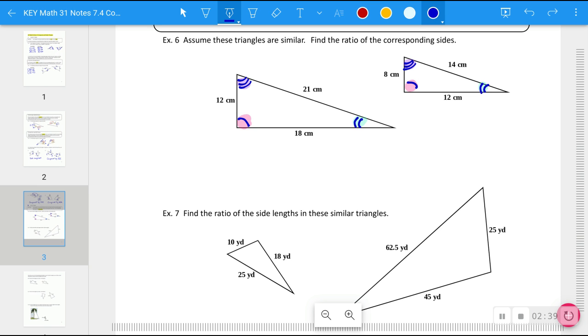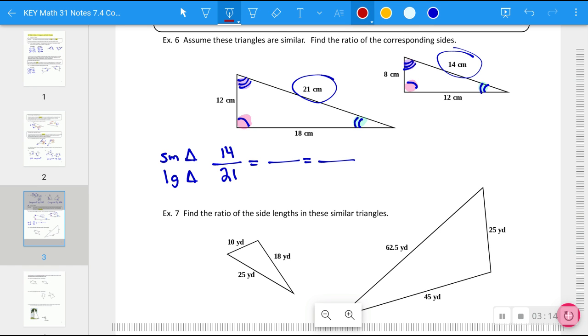Now you have to decide how you're going to do this here, and it's forgiving. I'm going to put the small triangle on the top, and the large triangle on the bottom. You can make the other choice. You just have to be consistent. Don't change your mind halfway through if you do it the other way. Okay, so the longest side on this small triangle is the 14. And that would correspond to the longest side over here of 21.